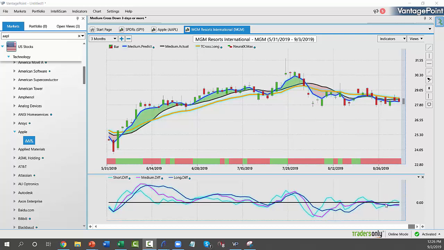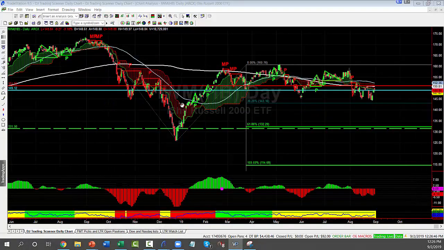And then we've got some other predicted moving averages, short term, medium term, and long term. What we like to see, for a short trade, is that they're all pointing down and they're all below the 0 line. So it looks like there could be a decent trade setting up here to the short side on MGM Resorts. Of course, we'll talk more and show this, but that's just a quick view of some of the indicators that I use in Vantage Point.